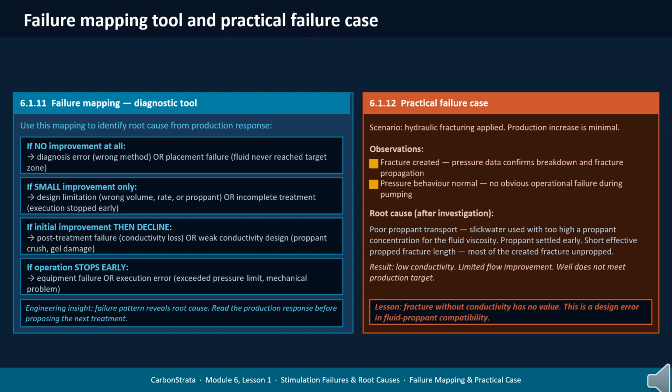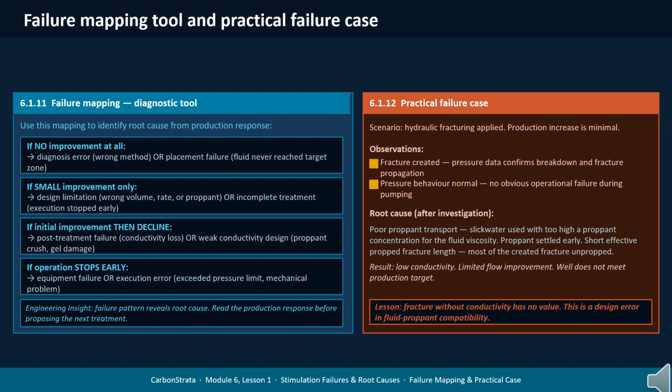Now define mechanism. Propellant did not reach the fracture tip. Effective fracture length is short. Most of the fracture is unpropped. Now define outcome. Low conductivity. Limited production increase. Now final lesson. Creating a fracture is not success. Conductivity defines performance.